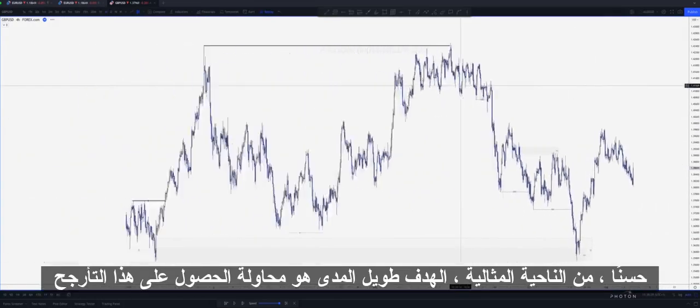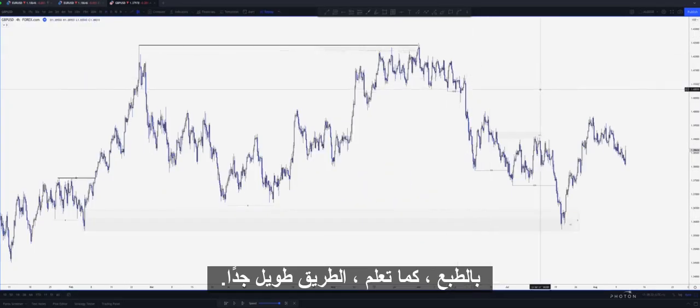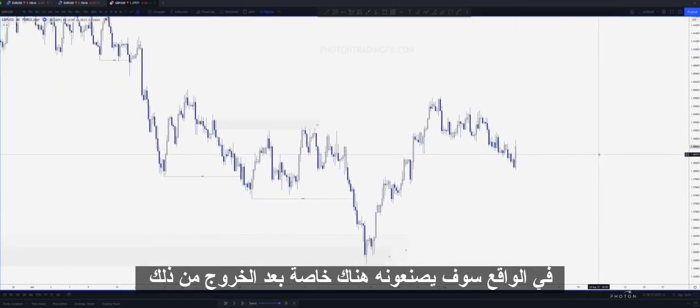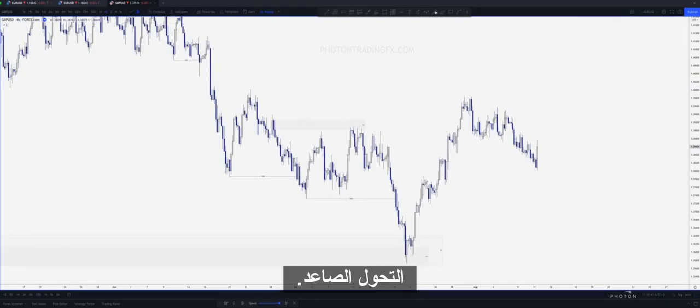Ideally the long-term target is to try and get that swing daily higher high, right? Of course, it's quite a long way. We want to try and pay ourselves along the way. There's no guarantee that we're actually going to make it up there, especially after coming off that major weekly supply level, right? But we start to get the 4-hour switching bullish again.